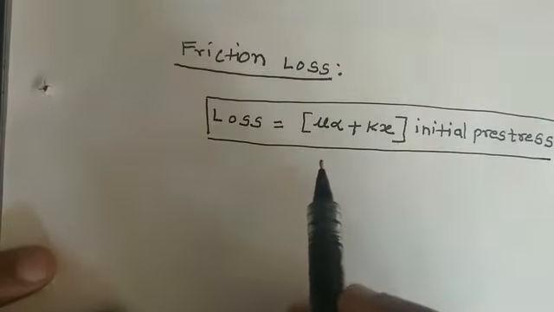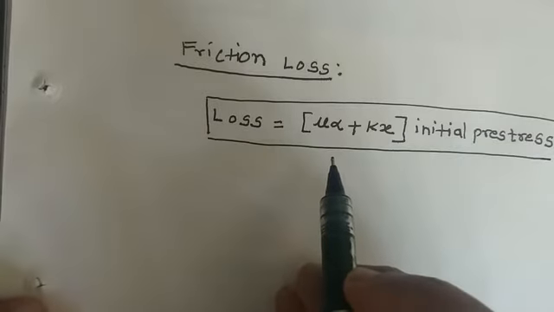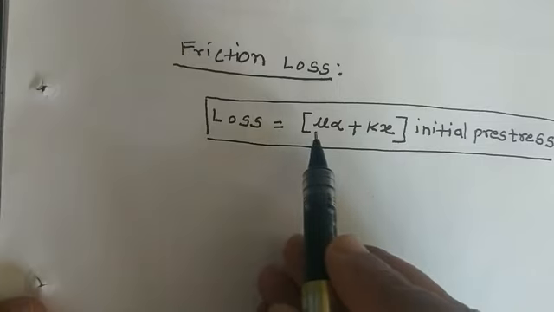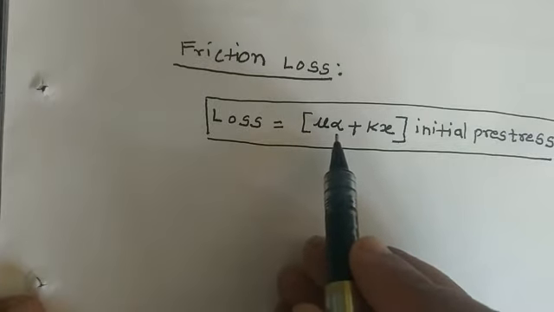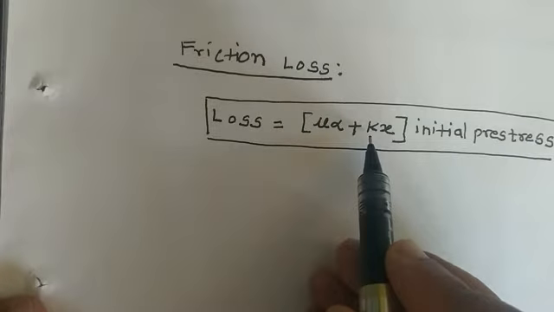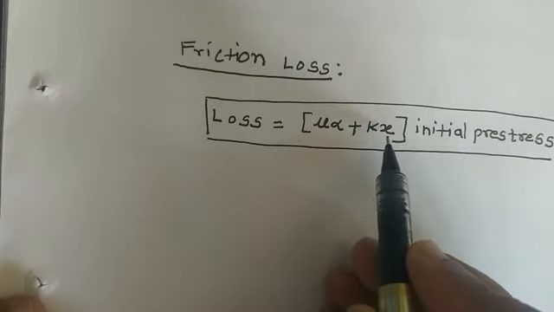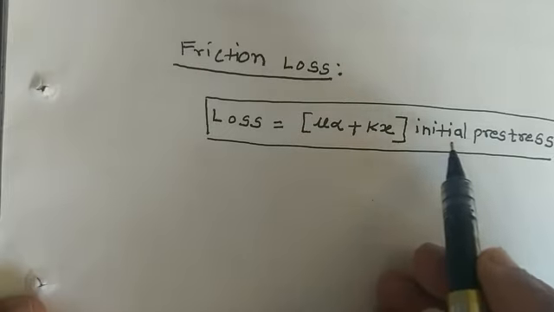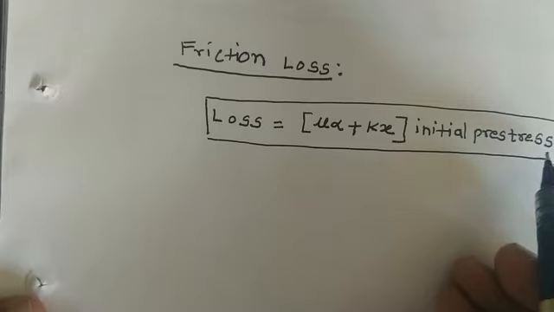Then let us define all these terms. What is the meaning of mu? What is the meaning of alpha? What is the meaning of k? And what is exactly x? How to find out the initial pre-stress?